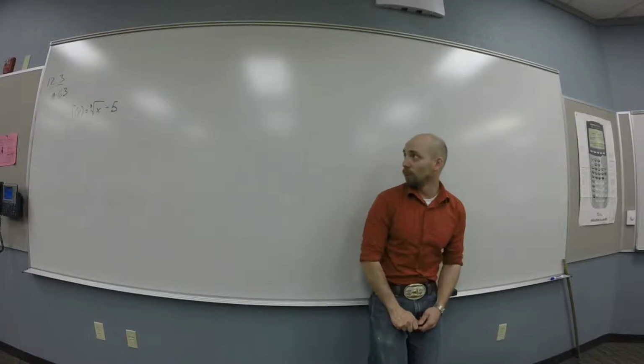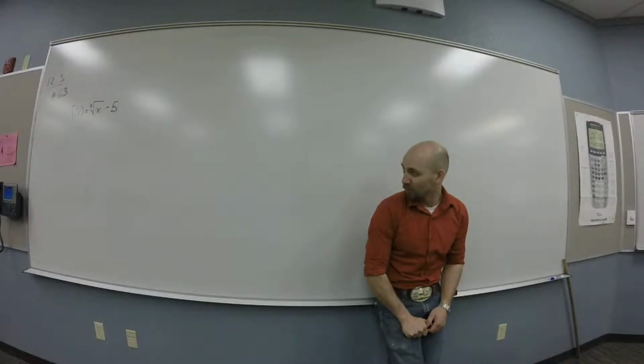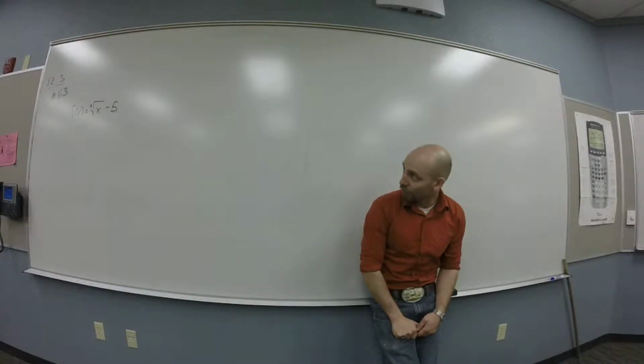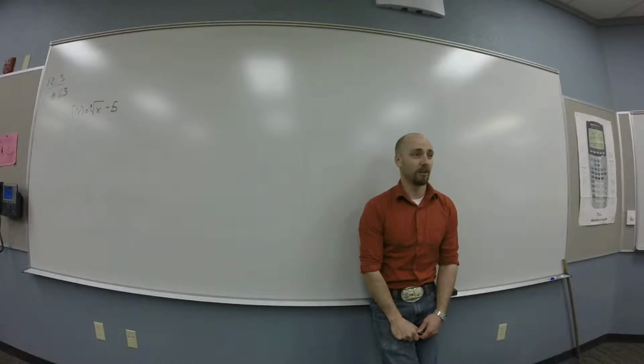Okay, so we want to do 12.3, number 63. It says we want to match, right? f of x is the cube root of x minus 5. I probably should just figure out what this looks like, right?